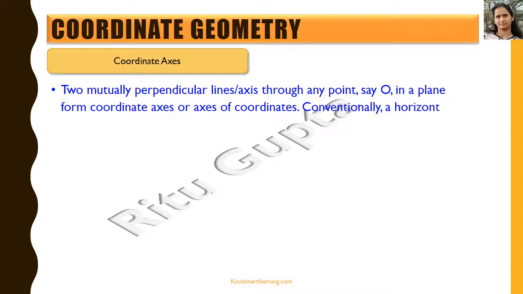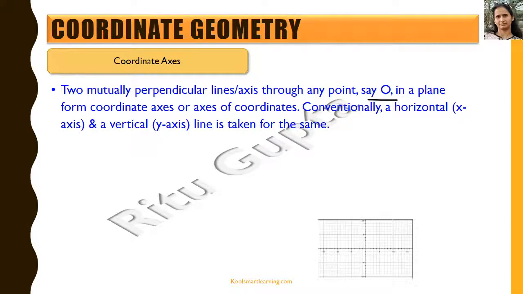Two mutually perpendicular lines or axes through any point, which we call O, in a plane form coordinate axes, or axes of coordinates. So if we see this, we have this one line in the vertical direction and this line in the horizontal direction. These two lines, which are perpendicular to each other and drawn through this common point O, and lie in the same plane, form the coordinate axes.